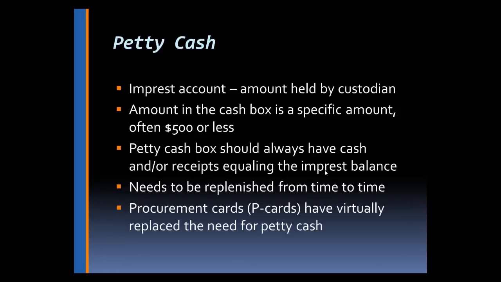Petty cash, on the other hand, is an imprest account. It normally is a small amount of money, about $500, and is maintained by a custodian, quite often the office manager, and this money is available to be used for small expenditures without writing a check or issuing a purchase order. So at any one time, if you were to examine this petty cash box, it should have cash plus receipts in there equaling the imprest balance. So it may have $350 in cash and $150 in receipts.